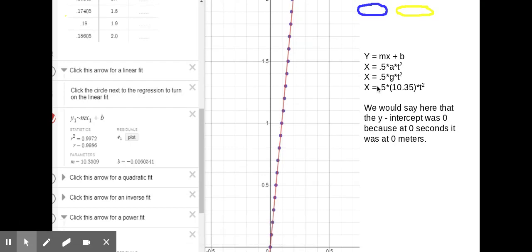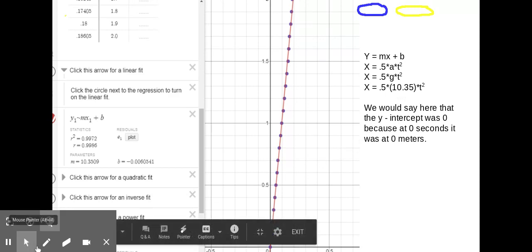And so here's our original equation, slope-intercept form. So we always want to make some sort of linear graph. This is what we decided we were plotting. Height equals 1/2 a times time squared. We made the note because this is in free fall, acceleration is gravity. And then we experimentally found out that gravity was the slope of our line, which was 10.35.